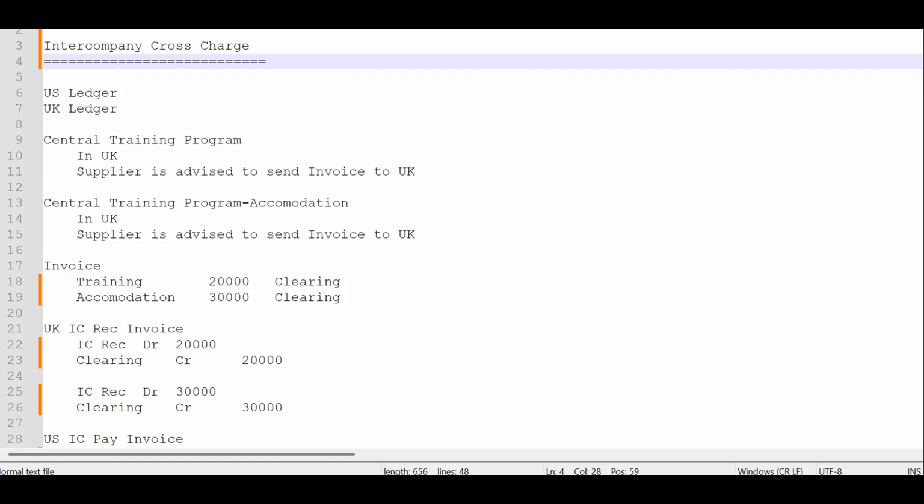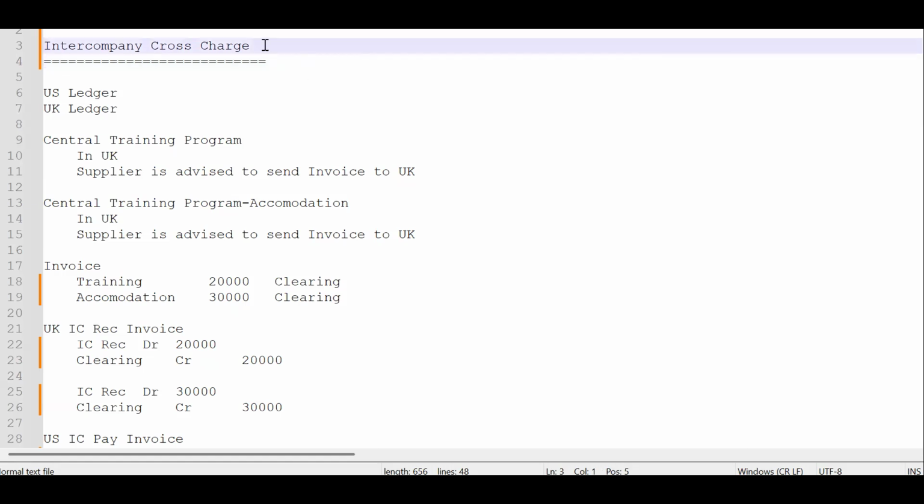In this session, we are going to discuss a new feature which has come up in Fusion Financials, intercompany cross charge. It's not very new. I think it must have come 3 to 4 releases earlier. Okay.